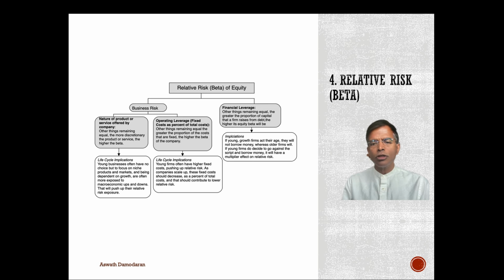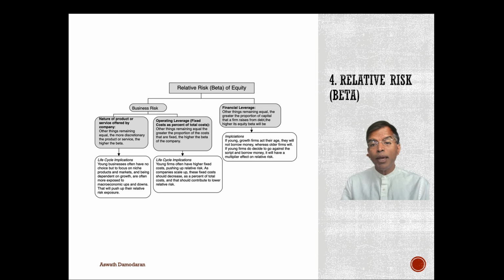Second, I'm going to look at your cost structure. If most of your costs are fixed costs, you have high operating leverage, you should be riskier than a company whose cost structure is more flexible. Why? In good times, if you have lots of fixed costs, you make lots of money. In bad times, you lose lots of money. Businesses with high fixed cost structures should have higher betas.